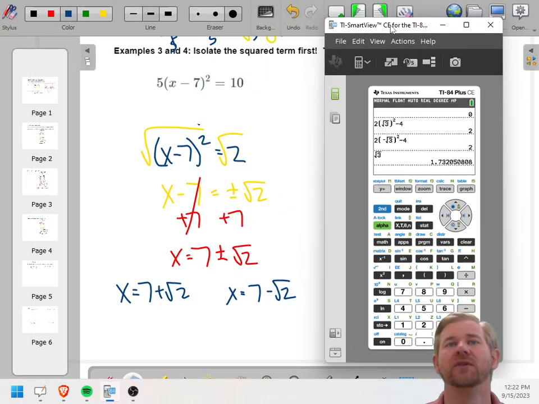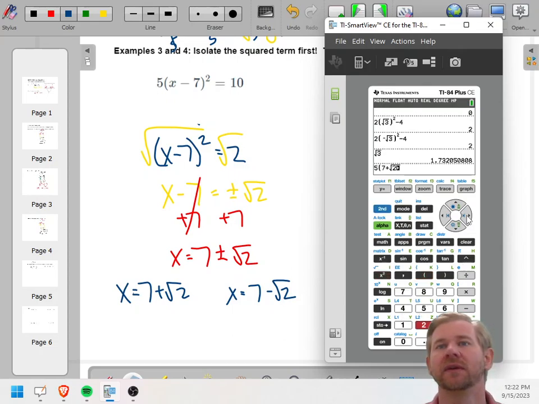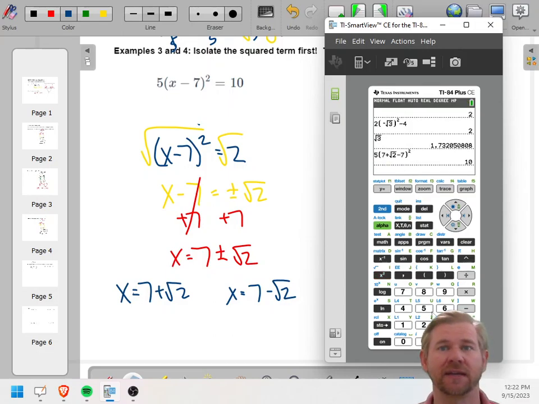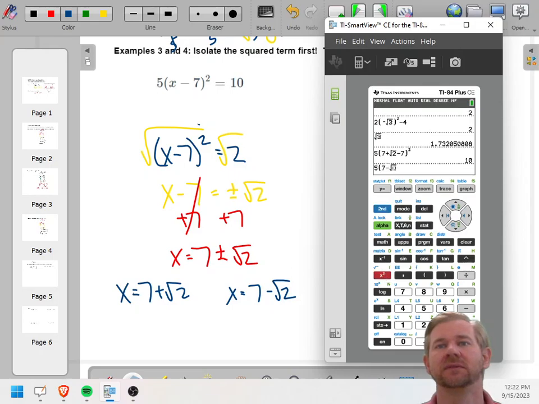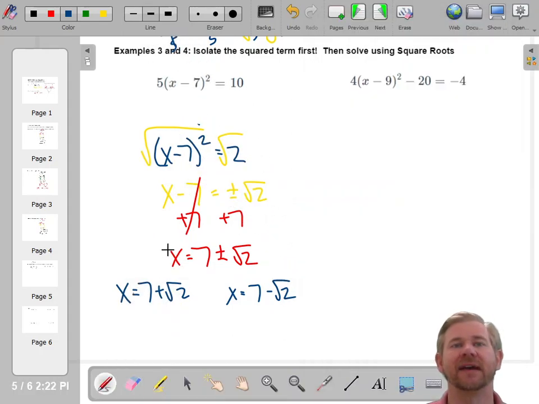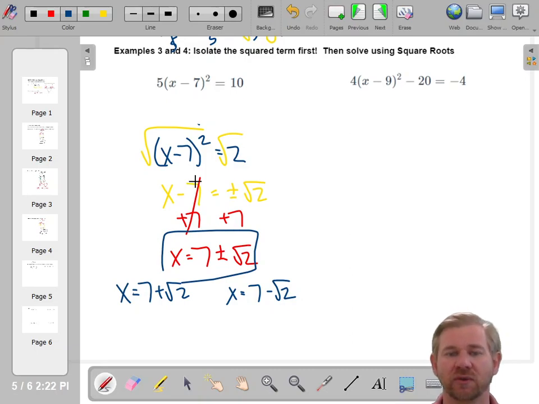Okay, I'm going to do 5 times, in parentheses, 7 plus radical 2, and then minus 7 squared. So instead of x, I'm putting 7 plus radical 2, and if I get 10, I know I did it right. 5 times 7 minus radical 2, and then minus 7. Square that, should also get 10. Cool, so there are two answers. It is 7 plus or minus radical 2 is how we write that.